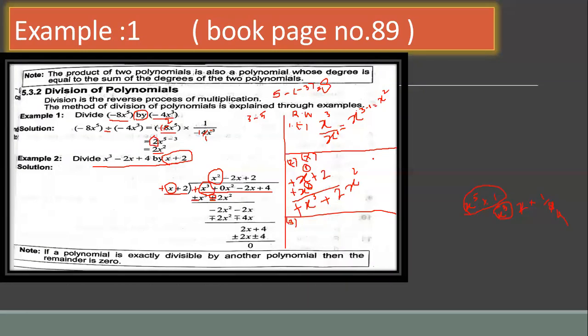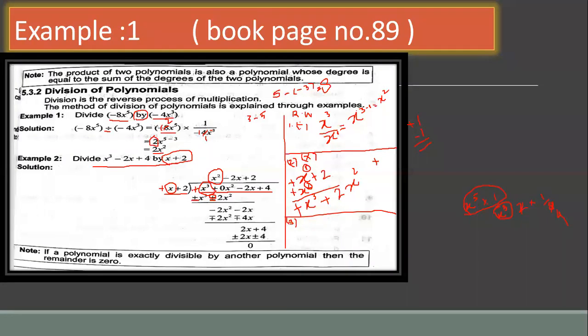Now tell me class, if we deal with plus 1 and minus 1, what would be the answer? The answer would be 0. So we are left with nothing over here. Is this clear? As these two terms are cancelled, we are left with nothing.